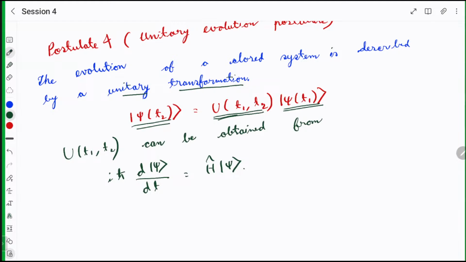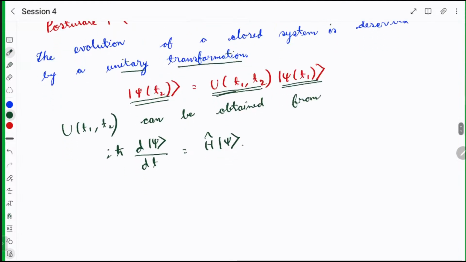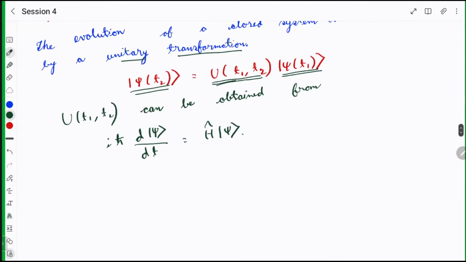Now, how would you obtain this? How can we know how U T1 T2 will look like? You can get that from the Schrodinger's equation, which is a differential equation for psi. Okay, and last day we ended with a question.